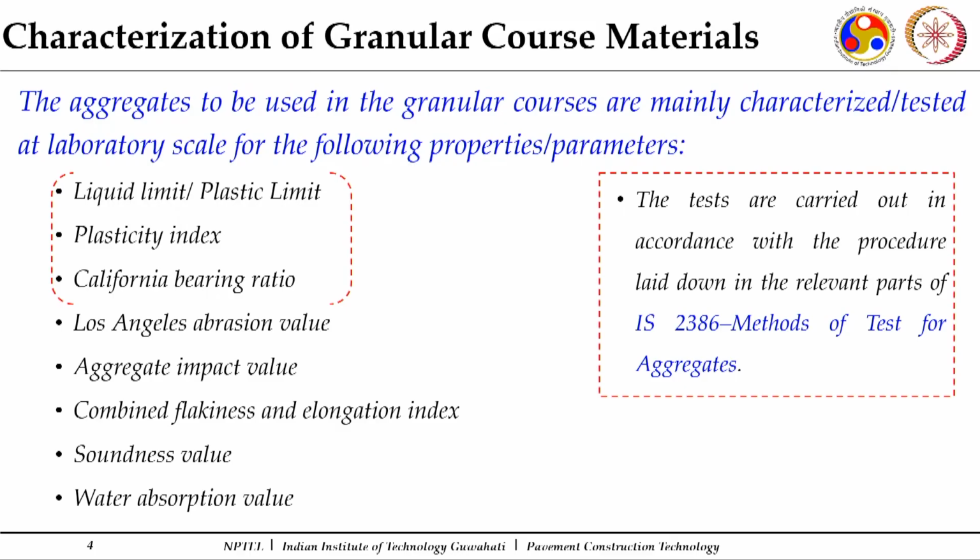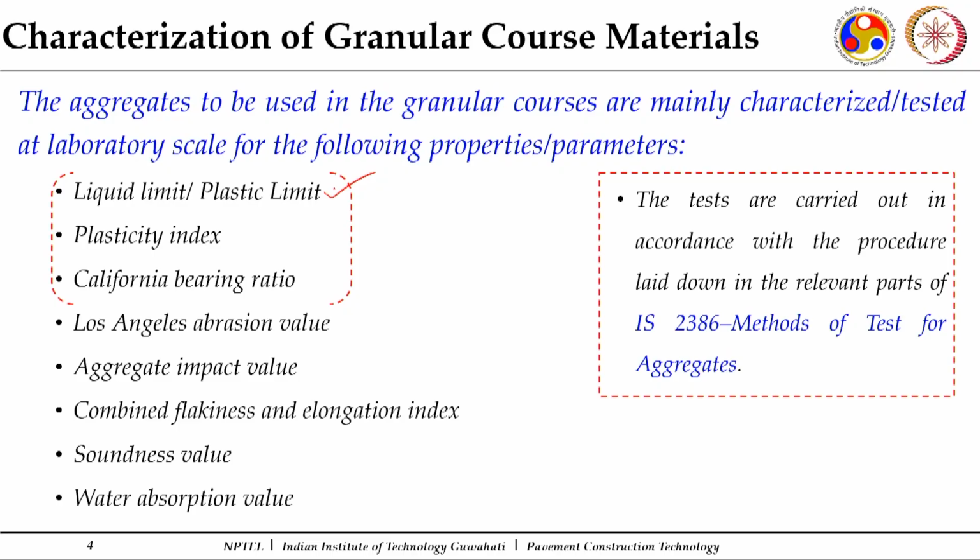So, when it comes to the characterization of granular course materials, there are some standard test protocols which are followed to check the suitability of the materials to be used in granular course construction. For this, the following parameters are normally evaluated: the liquid limit, the plastic limit, plasticity index and the California bearing ratio. This part we already discussed when we discussed the characterization of materials for use under the subgrade construction.